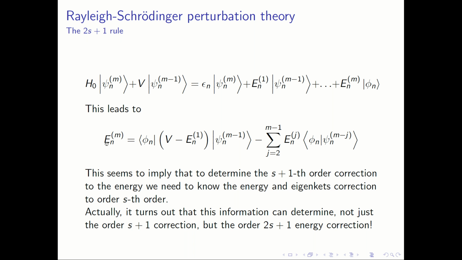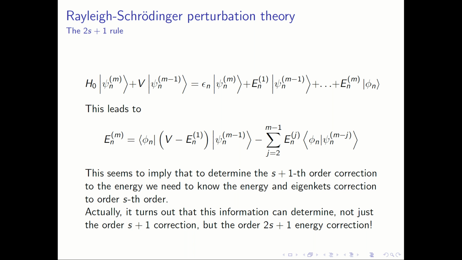So notice that this actually is quite important, because this is telling you that suppose I know En1 and psi n1, the energy correction to the first order, the wave function correction to the first order. If you just look at this formula directly, it seems to imply that you can use it to calculate En2 and that's it. The 2s plus 1 rule tells you that if you are clever enough, you should be able to figure out even En3 from just knowledge of En1 and psi n1.